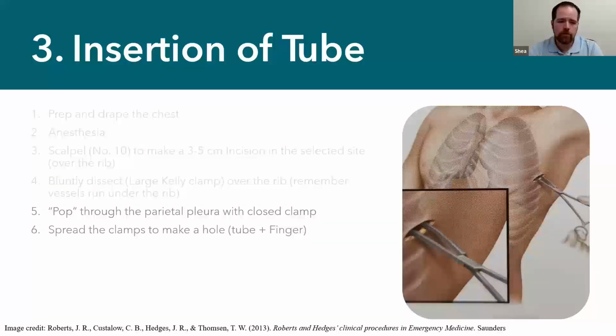And so once you pop through, then we're going to open up our Kelly clamps and spread that space a little bit. This is where that tearing occurs and can be pretty painful if you haven't numbed up that parietal pleura. So you're going to spread that big enough that you can get a chest tube and your finger into that space. Again, we don't want to make it too big. Now we're going to have an air leak if we make this spreading too big. But you want to be able to make it big enough that you can put your finger in there and a chest tube right next to it.